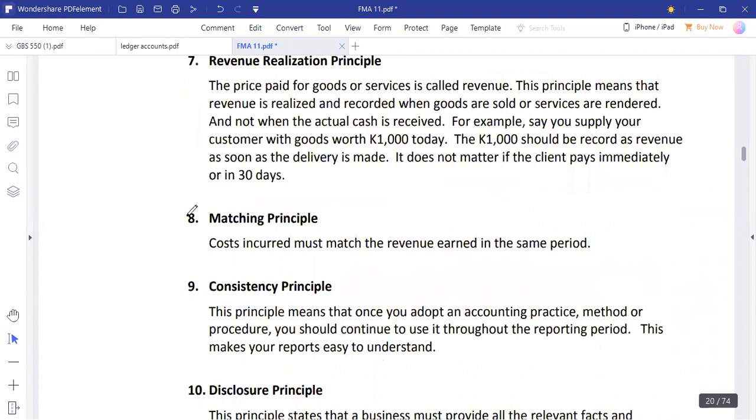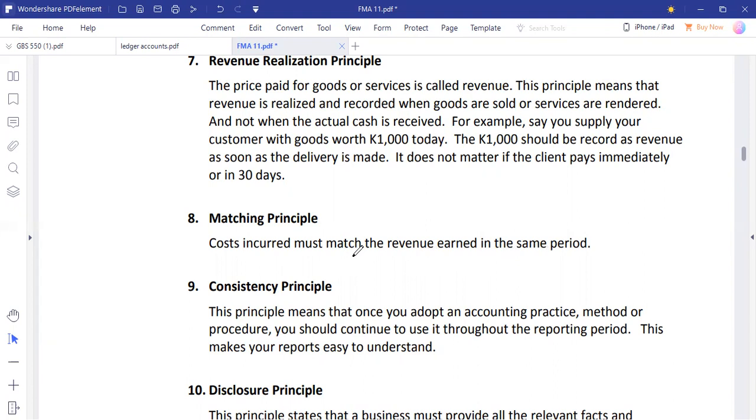The realization or matching concept is also called the accruals principle. The matching principle simply states that costs incurred must match the revenue earned in the same period. So this means that you cannot charge costs that are not incurred in that particular period. Costs must be matched within the same period.